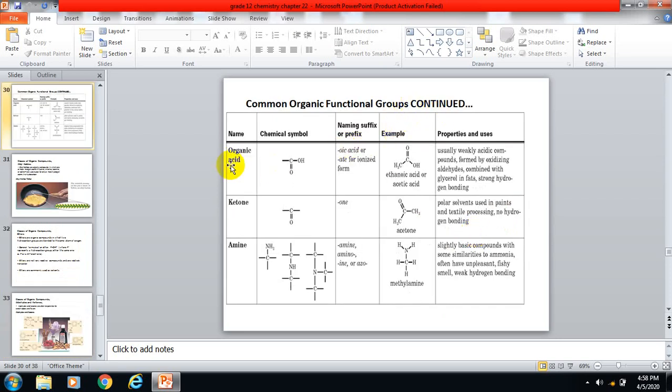Common organic compounds continue. Look at organic acids, ketones and then amines. For the ketone, remember, if you have these symbols, you can apply them from methane until decane. If you know this chemical symbol, and how to change the prefix by including ATE, ONE, AMINE, amino, ine, azo, understand? These are the examples and the properties as well.